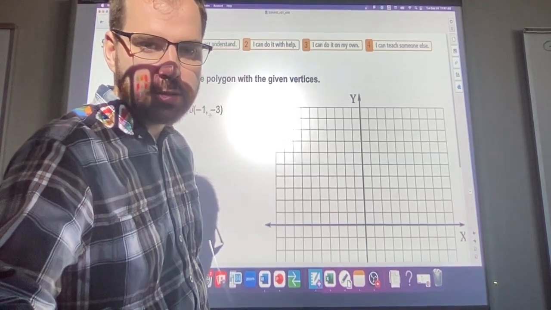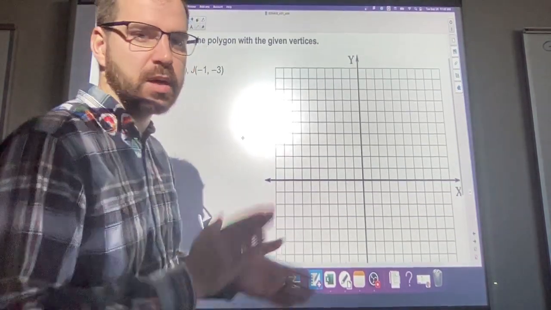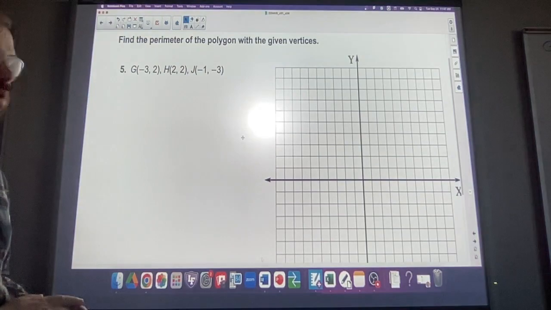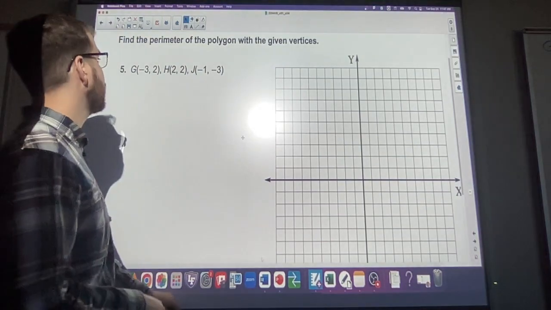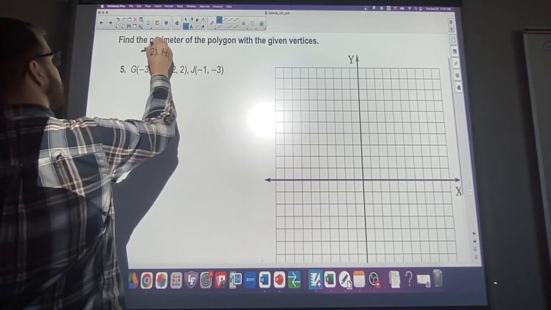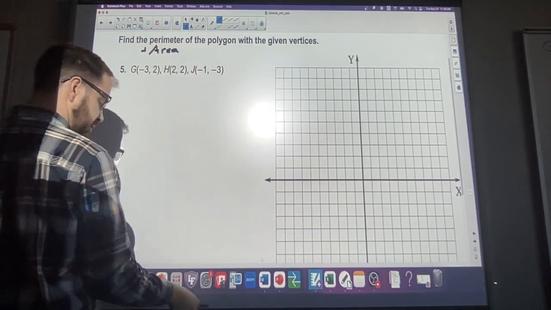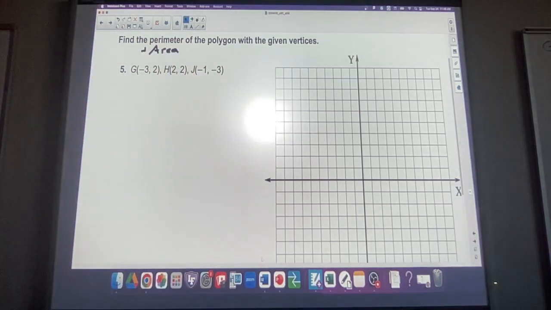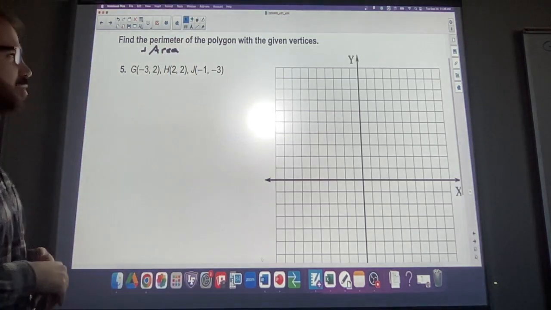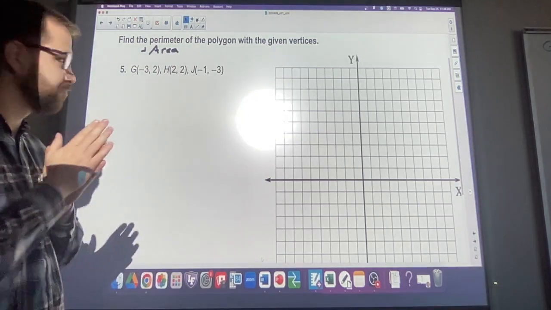And let's look at this one. All right. So we're going to do perimeter and area. But pause the video here, graph it, and then try this one on your own. And I'll do this on the board once you've given it a go.